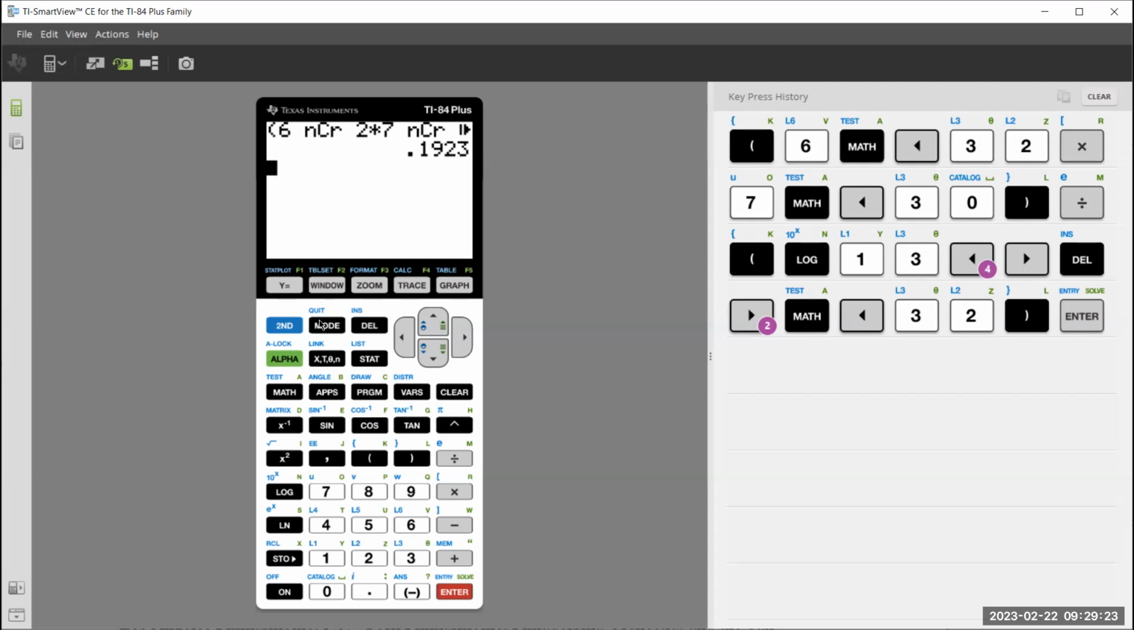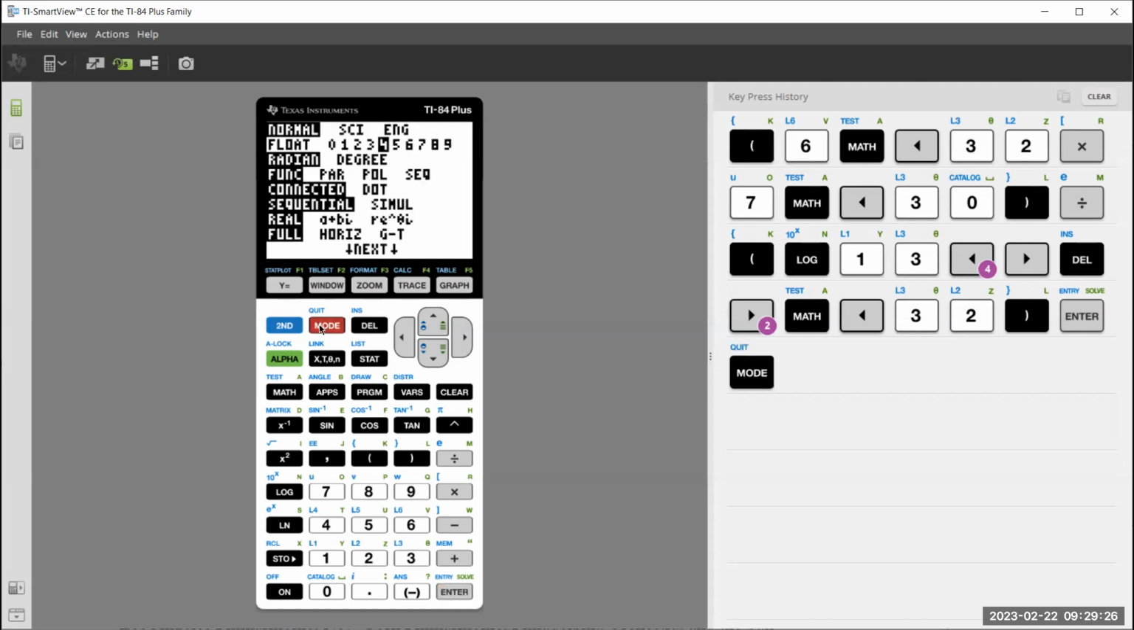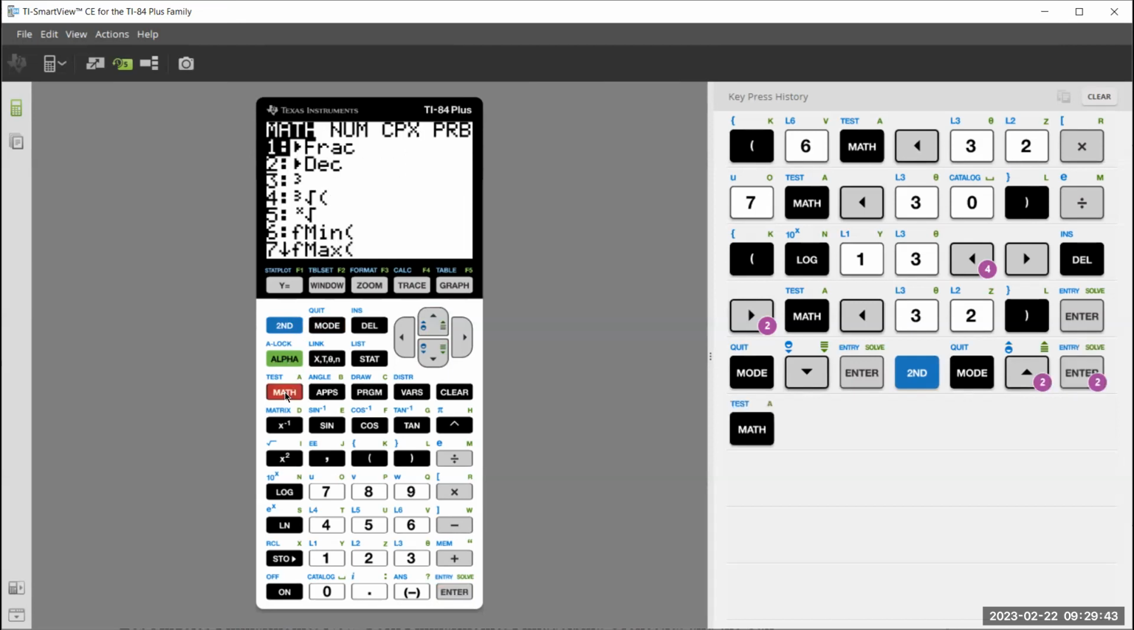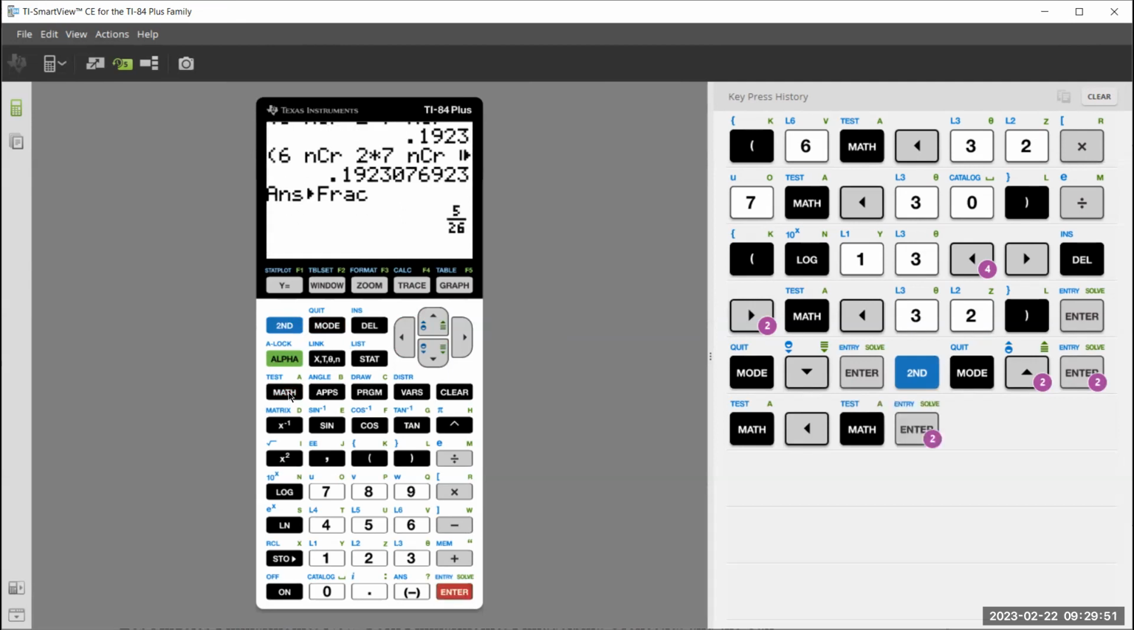Okay. So now if you want the fraction, you're probably going to have to change your mode to float, or you're going to get the individual numbers and plug them in. I'm going to see if I can make it. There's my decimal. Okay, math, convert to frac. 5/26. So this is a 5/26 probability.